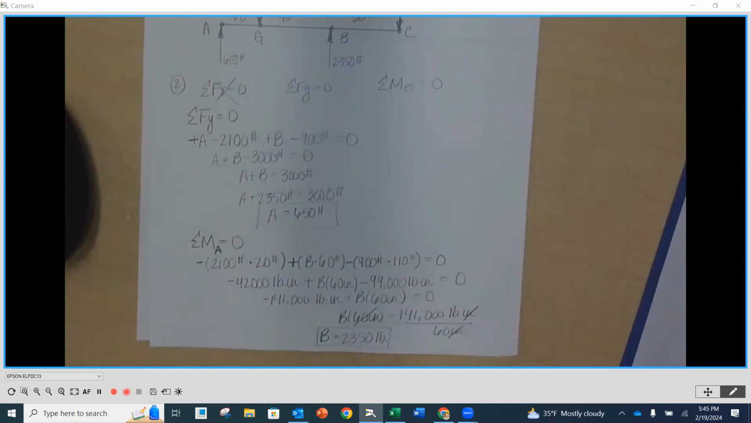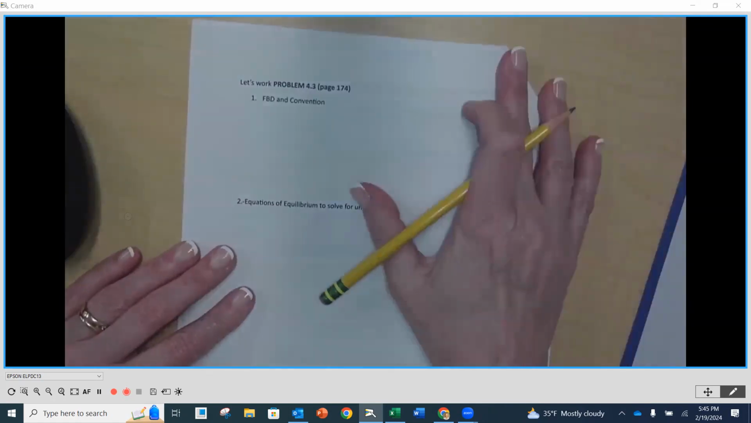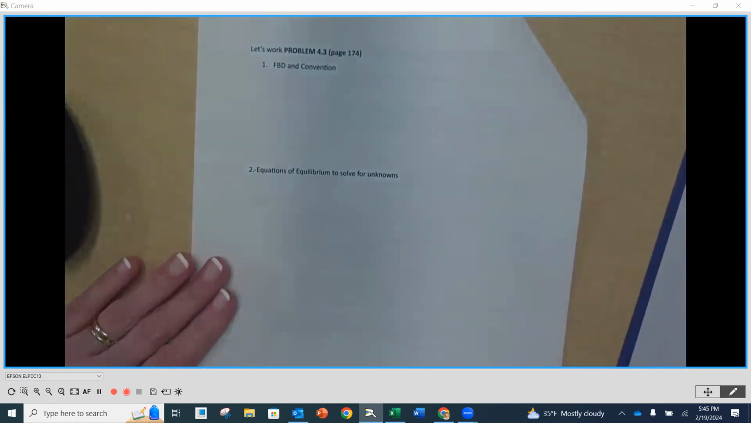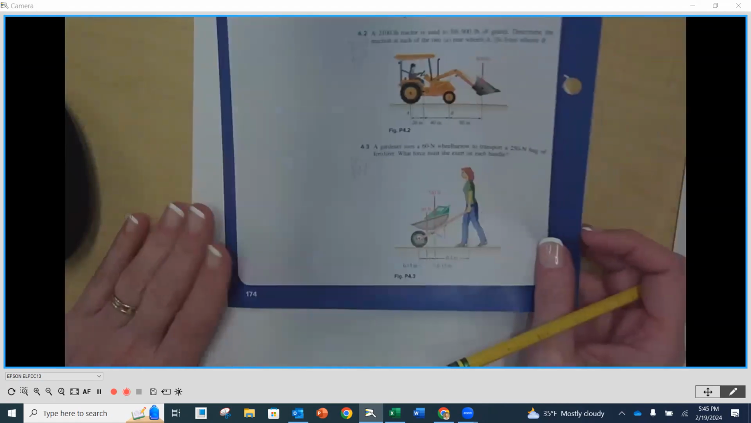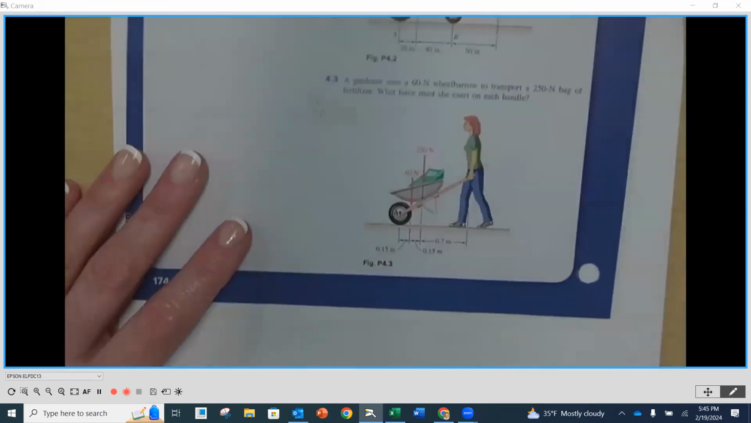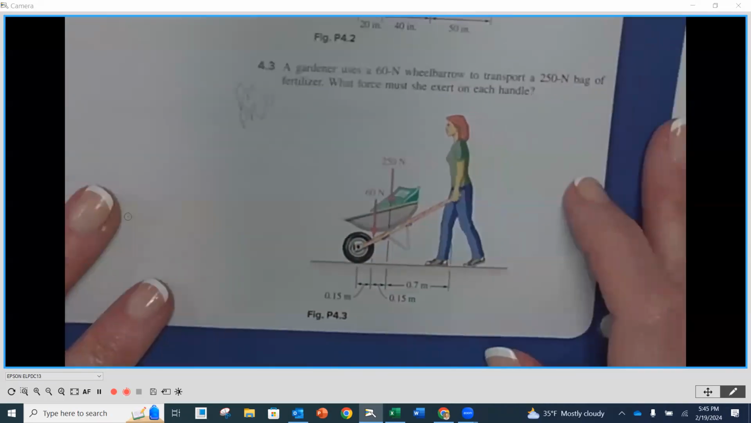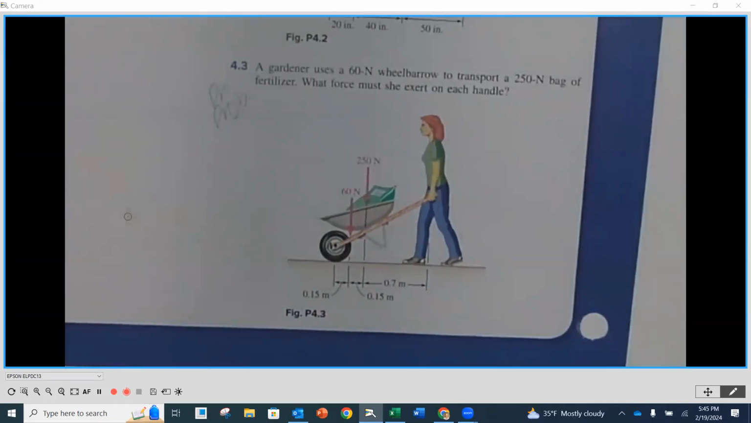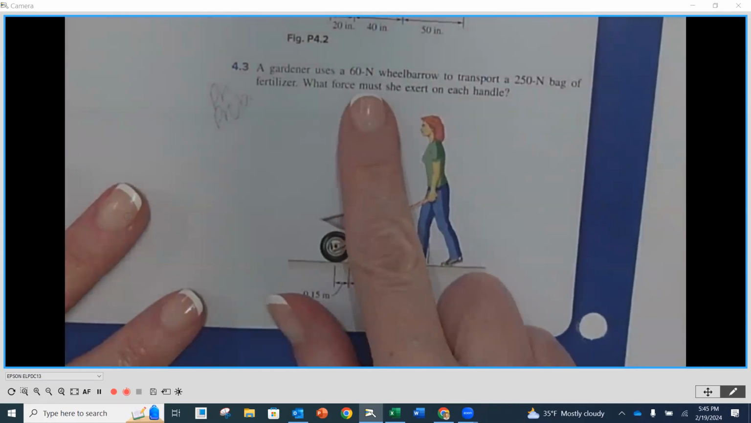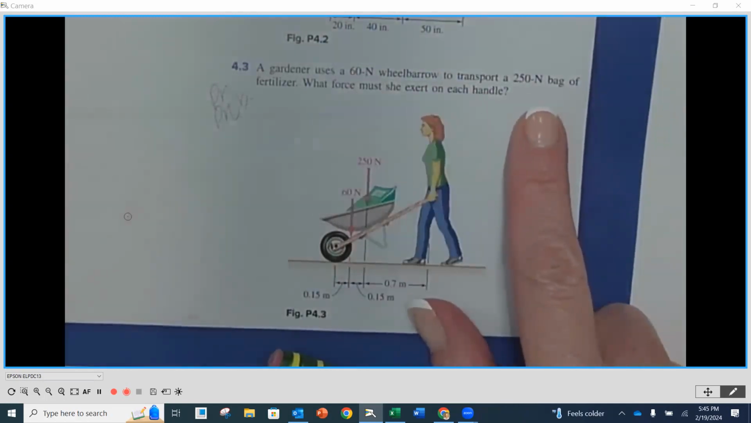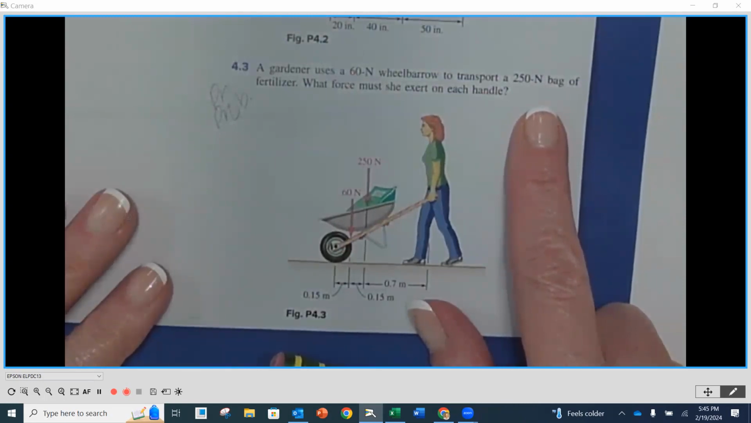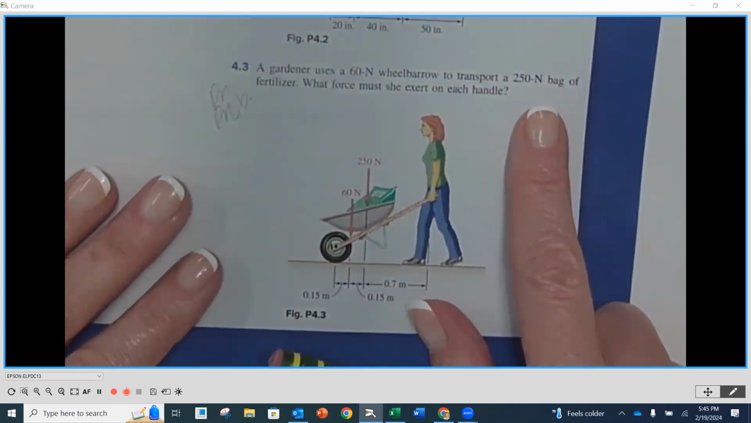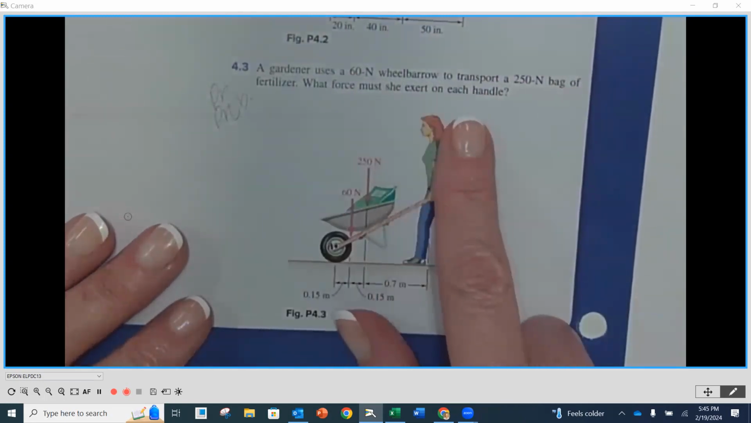Questions? All right, let's do another problem. I'm getting good at this. Problem 4.3. This is problem 4.3 on the same page, just below it. We have a gardener, and it looks like she's lifting a wheelbarrow that has some fertilizer in it. It says that the gardener uses a 60 Newton wheelbarrow. That means that's the weight of the wheelbarrow. And she's using it to transport a 250 Newton bag of fertilizer. That's going to be the weight of the bag in the wheelbarrow. What force must she exert on each handle?